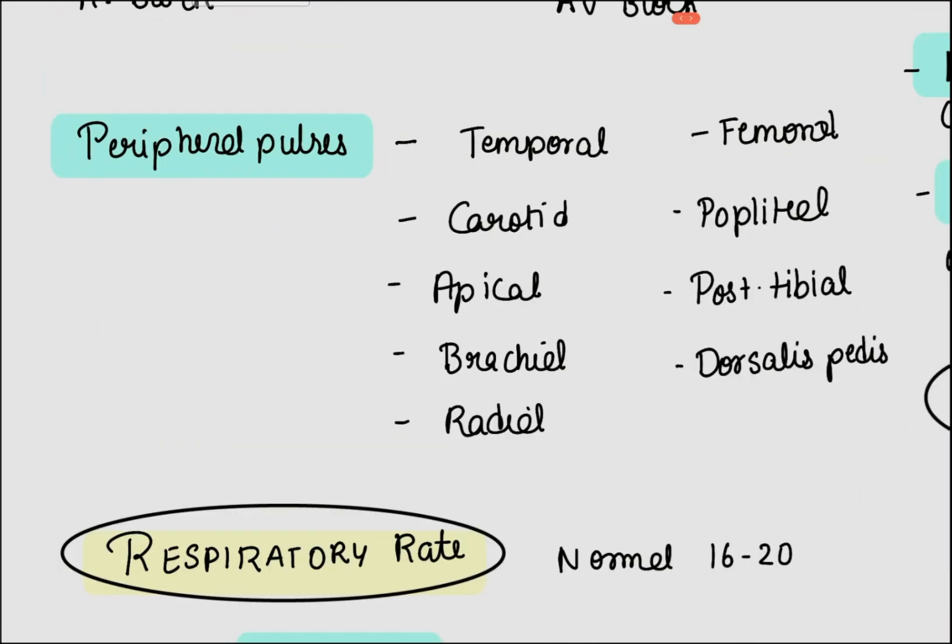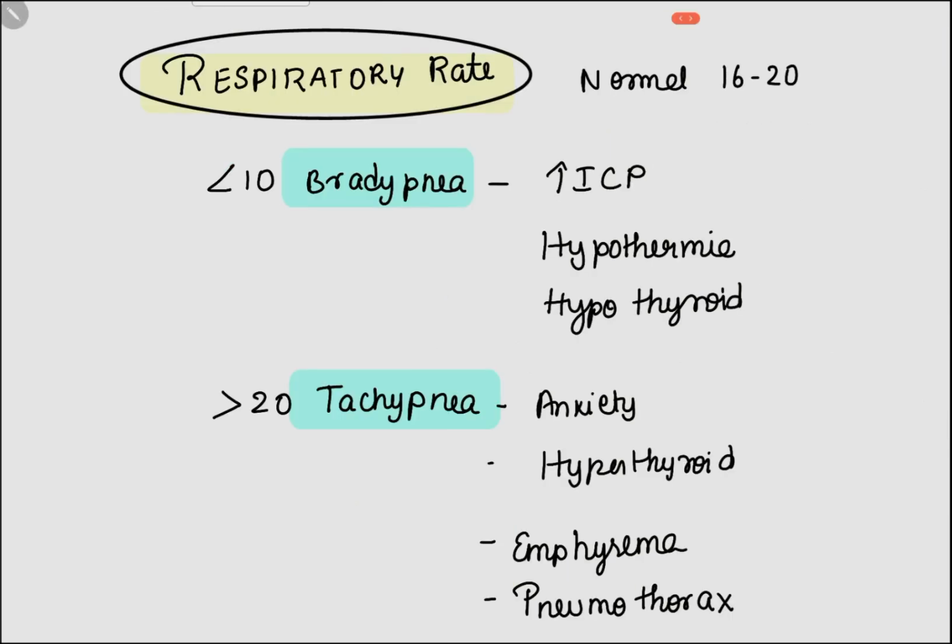We see peripheral pulses. We examine carotid pulse, temporal pulse, apical pulse, brachial pulse, radial pulse, femoral pulse, popliteal pulse, posterior tibial pulse, dorsalis pedis. Go through each of it thoroughly.